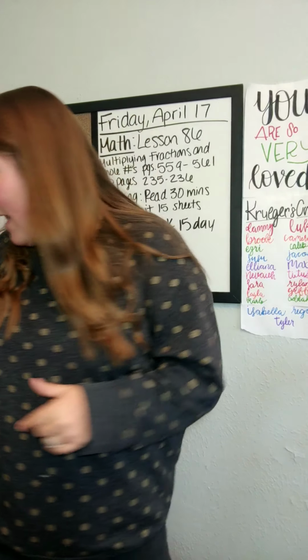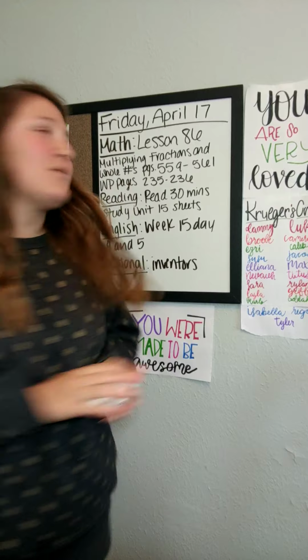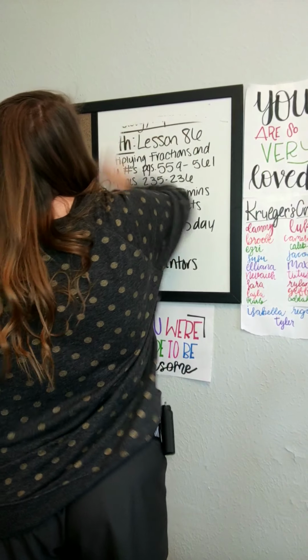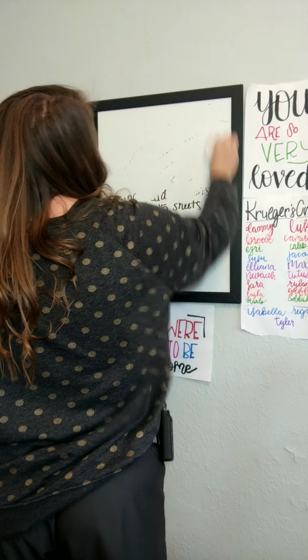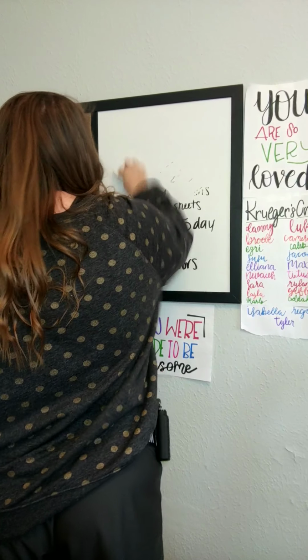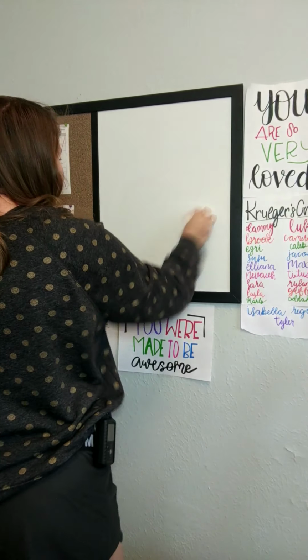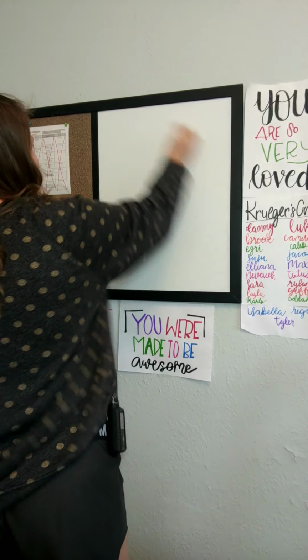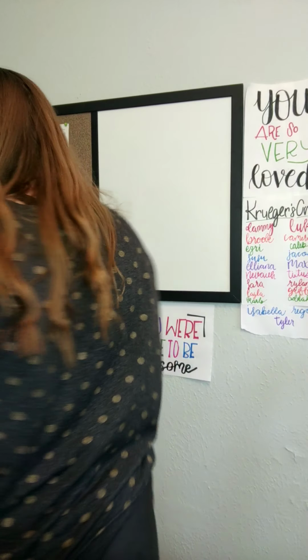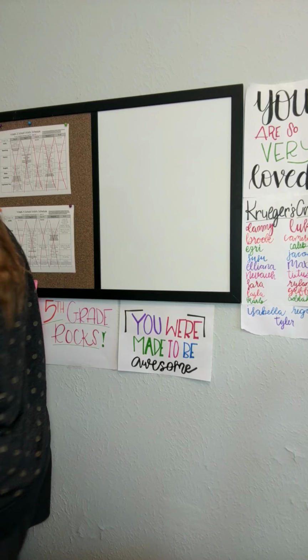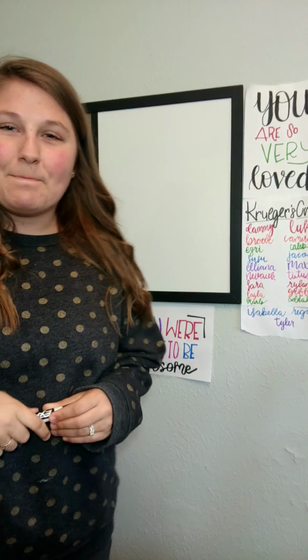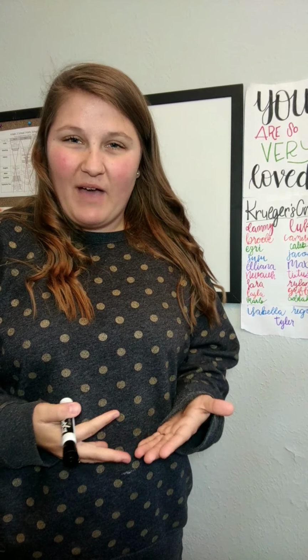All right, so let's talk about math here really quick. I'm going to erase this. So we are working on multiplying fractions and whole numbers. Now you know how to multiply fractions. We've done that plenty before. You multiply straight across, and then sometimes if they're improper, you make them proper. That way they are in the right way to put them as a final answer.